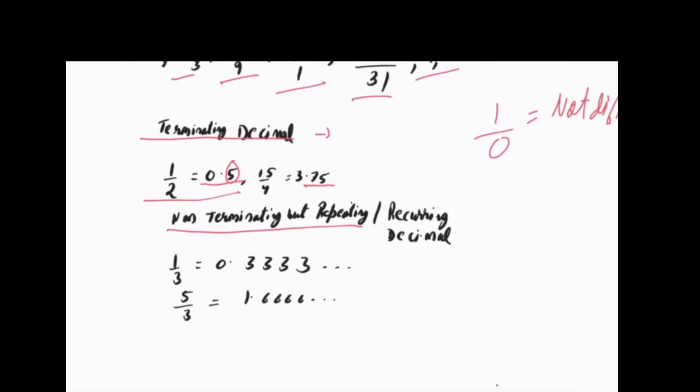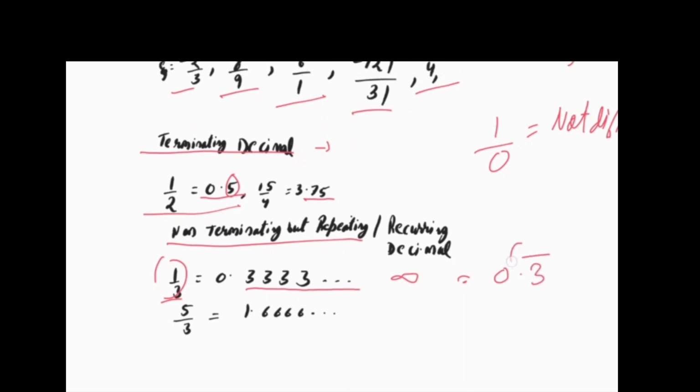Now next is non-terminating but repeating or recurring decimals. These are the rational numbers which do not terminate after the decimal and repeat themselves. For example 1 by 3, which is equal to 0.3333 and goes to infinity. This can also be represented as 0.3 bar. This bar denotes that 3 is repeating infinitely many times after the decimal.